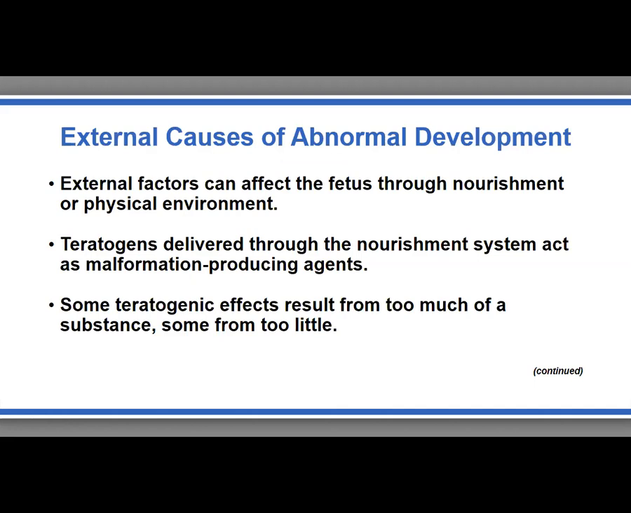External causes of abnormal development. External factors can affect the fetus through nourishment of physical environment. Teratogens delivered through the nourishment system act as malformation producing agents. Some teratogen effects result from too much of a substance or too little, right? So malnourishment, overnourishment, having too much of things that aren't good for you, such as drugs and alcohol, those can all have different effects.